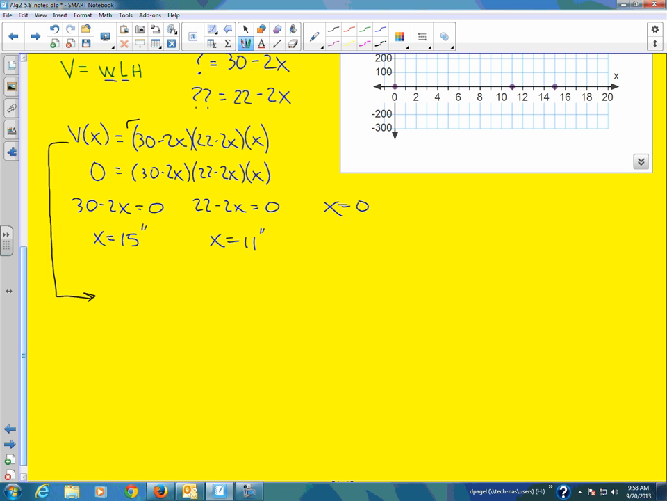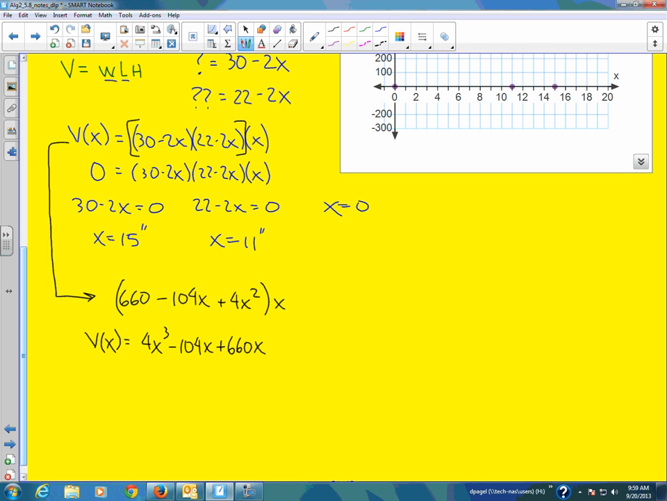I'm going to do the 30 minus 2x, 22 minus 2x part. Foiling that out, we get 30 times 22 is 660. And then minus 60x minus 44x is minus 104x. And then negative 2 and negative 2 is 4x squared. And then this would then get multiplied by x. And then we have our volume in expanded form. Putting it in degree order, 4x cubed minus 104x squared plus 660x.